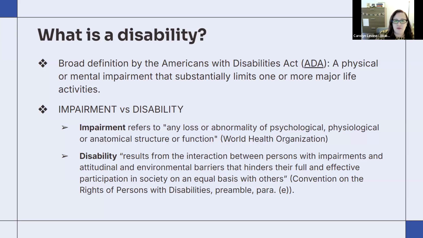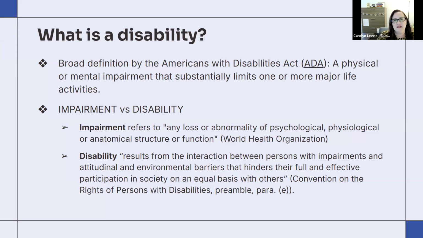And so I like to talk about impairment versus disability. Impairment, according to the World Health Organization, is any loss or abnormality of psychological, physiological, or anatomical structure or function. Disability, and this is from the Convention on the Rights of Persons with Disabilities, which is part of the UN, and we'll talk about that a little bit more, results from the interaction between persons with impairments and the attitudinal and environmental barriers that hinders their full and effective participation in society on an equal basis with others.